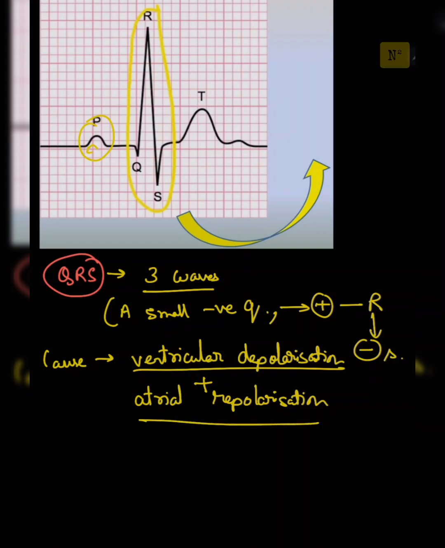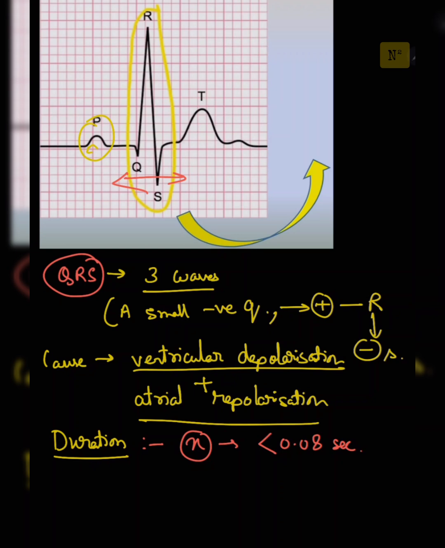Okay, now let's learn about the parameters. Whenever we speak about duration, it's the x-axis. In the x-axis it usually takes 0.08 seconds. That means it's taking a space of approximately two small squares. If it is taking more than two small squares, then you can see that it's a prolonged QRS complex.